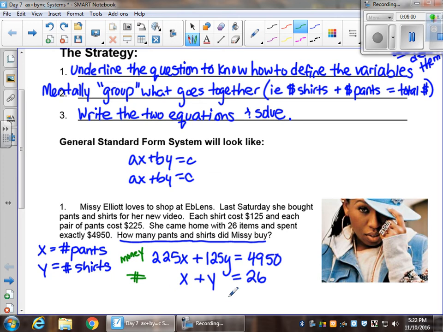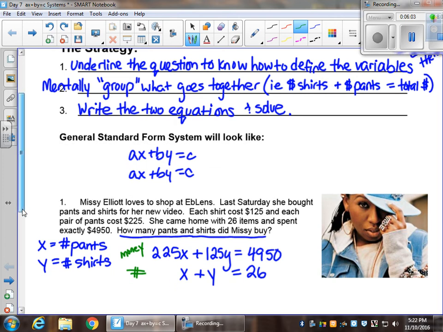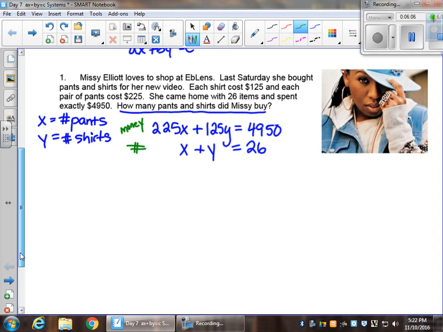Now that we've written it, let's solve it. This is a standard form system. So think to yourself from last week, when we have standard form, what method is preferable? If you just said elimination, you're right. So decide, do you want x's to cancel or y's to cancel? It doesn't matter what you choose, we should get the same answer. I'm thinking I would like my x's to cancel. So if this is a positive 225x, I need this to be negative 225x. I can get that by multiplying this entire equation by negative 225.